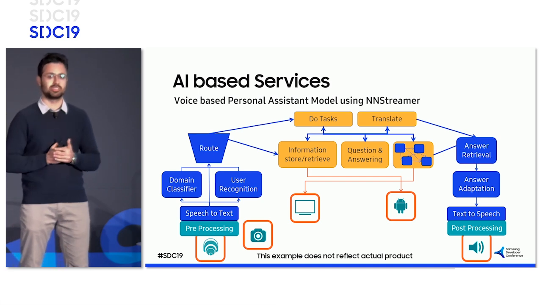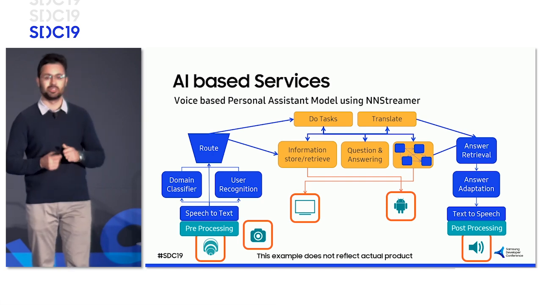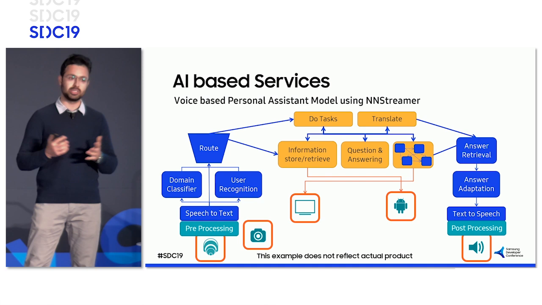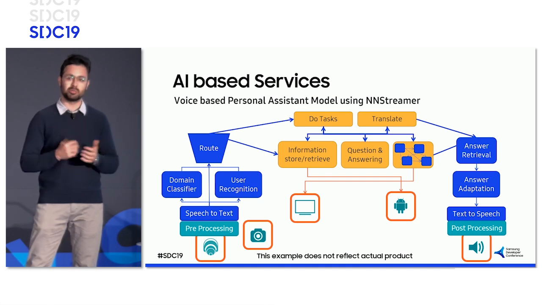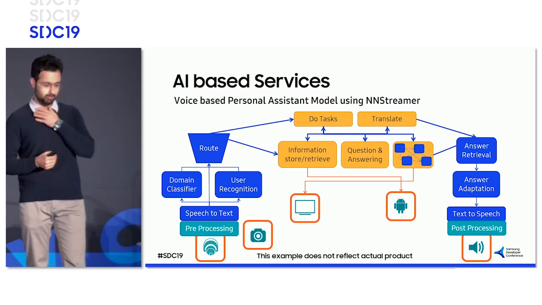It's pretty much simple. We'll do 2 steps. The first step would be, we have provided various elements with NNStreamer. We go with the pre-processing or post-processing elements. We choose those elements.